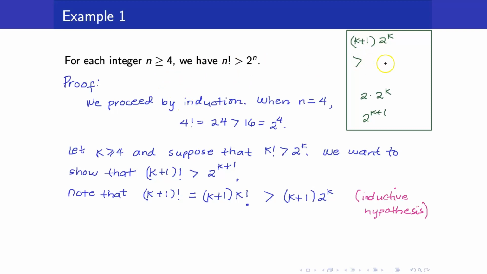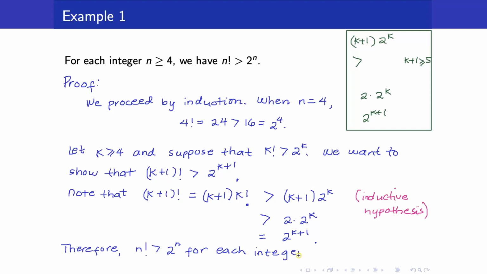Yes, because in particular, your k plus 1 is greater than or equal to 5. Your k starts at 4. So therefore, we will proceed using this argument. This is where we use this fact that k is greater than 4. Since k is greater than 4, this is now greater than 2 times 2 to the k, which is now equal to your 2 to the k plus 1. Therefore, we have just shown that n factorial is greater than 2 to the n for each integer n greater than or equal to 4.